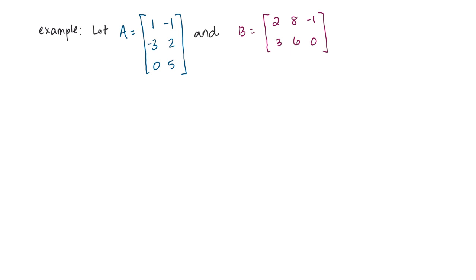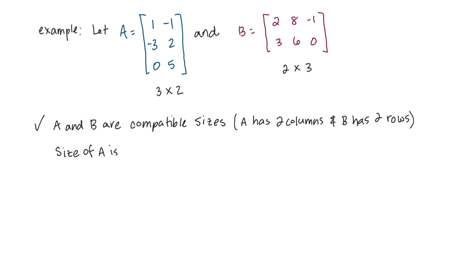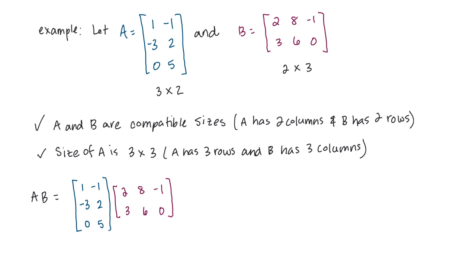So let's go ahead and do an example. Let's let matrix A be this 3-by-2 matrix, and matrix B will be this 2-by-3 matrix. So if we want to find the product of A and B, are they compatible? In other words, do they have the right size? Matrix A has 2 columns and matrix B has 2 rows. Since these two numbers are the same, we know we can do this multiplication. Second, we'll notice the size of the product is going to be a 3-by-3 matrix.